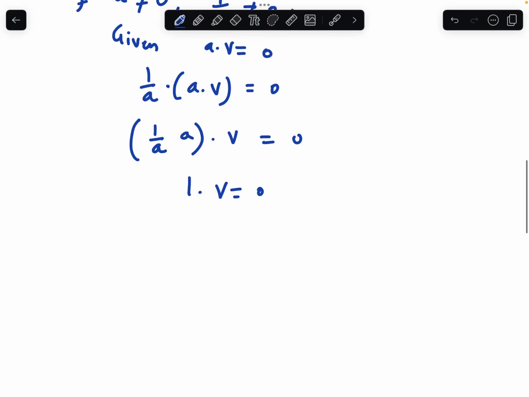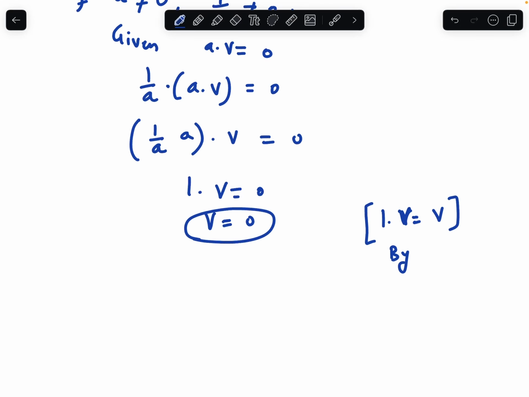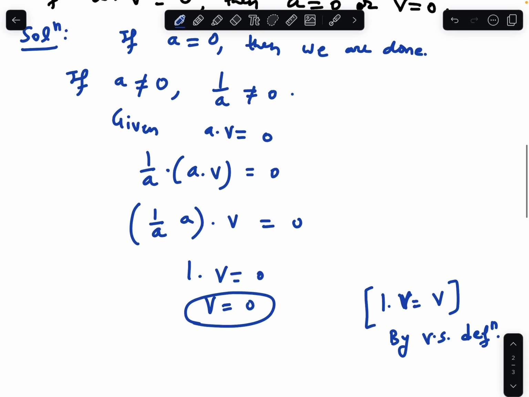But 1 dot V is nothing but V. Why? Because we proved it in the last video, 1 dot V equal to V. Oh, sorry, we did not prove it. It's actually a vector space property, by vector space definition, right? It is from the definition. Okay. So we have proved that if A is non-zero, then V has to be 0.